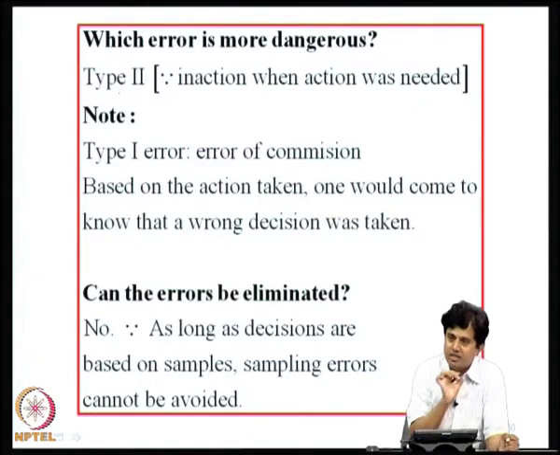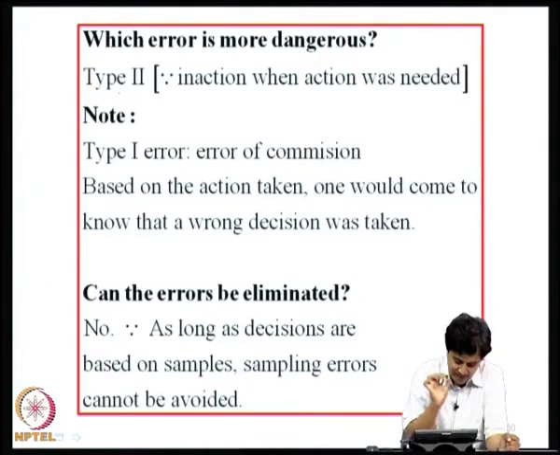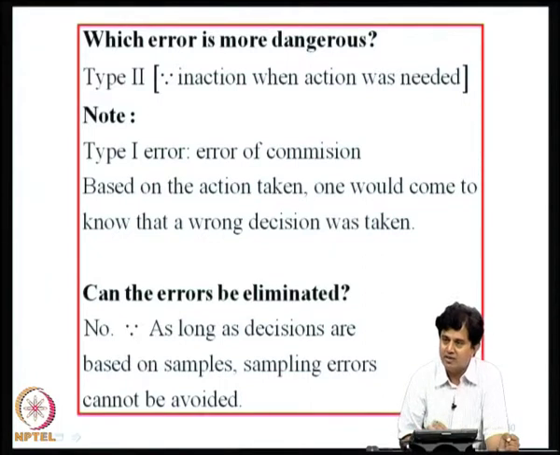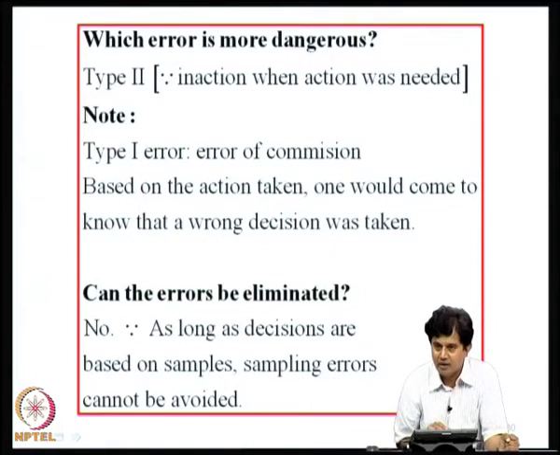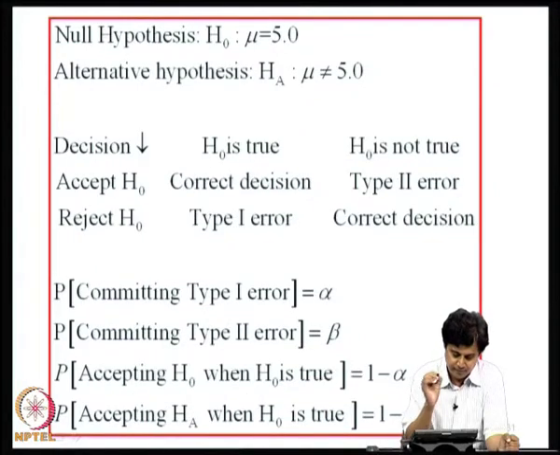Now, can these errors be eliminated? There is no way you can eliminate this as long as decisions are based on samples. Sampling errors cannot be avoided. The only way you can avoid this is to measure everything that is produced. Every meter of yarn or steel rod that you produce, you have to weigh and make sure that it meets the criterion. Then of course, there will not be any error, but you cannot be doing that. So, therefore, there is no way that we can eliminate the error. So, what can we do?